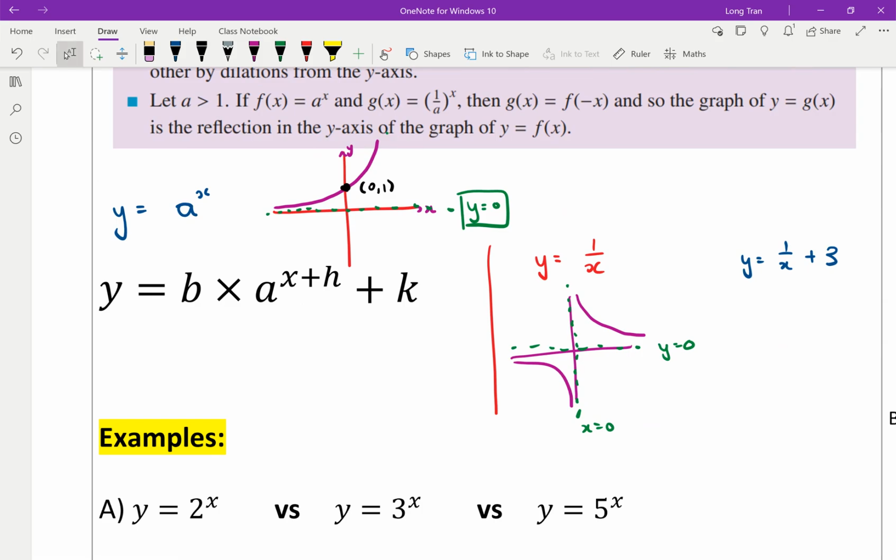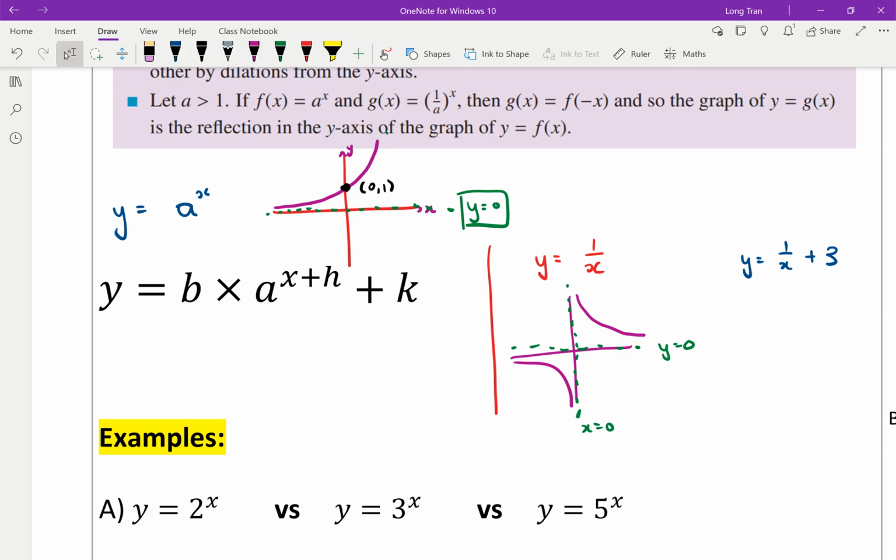Y equals 2 to the power of x, that's an exponential function because it's to the power of x. That's 3 to the power of x. Then I have 5 to the power of x. So they all have a 0, 1, which is the coordinates for the y-intercept, which are all the same, but they have to be different somewhere.